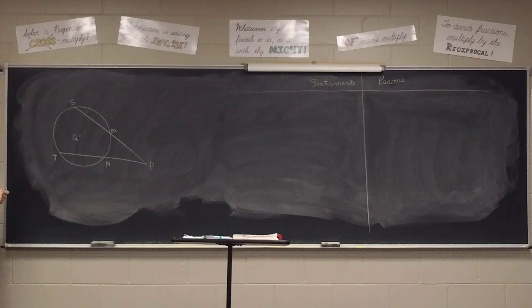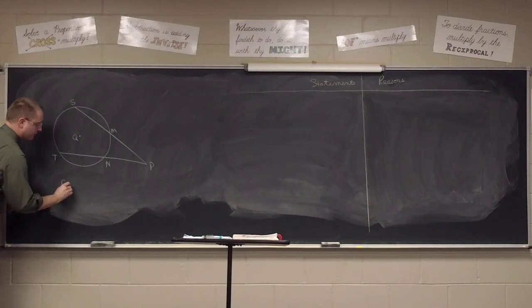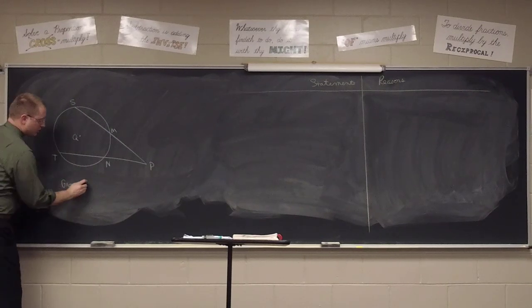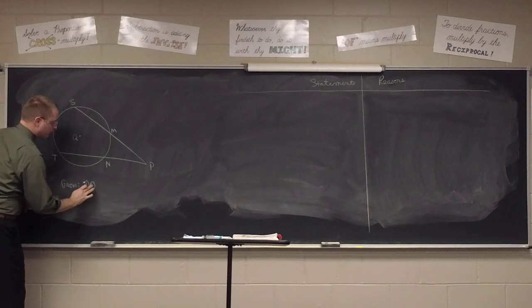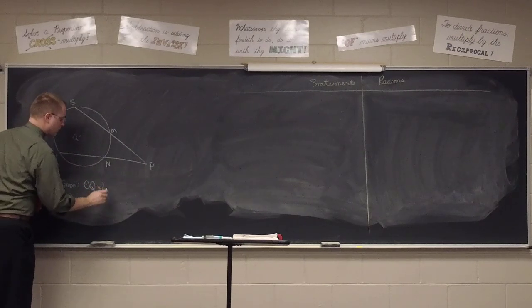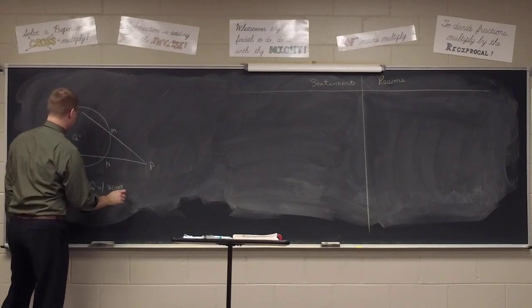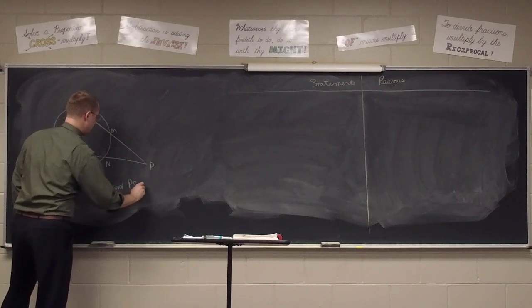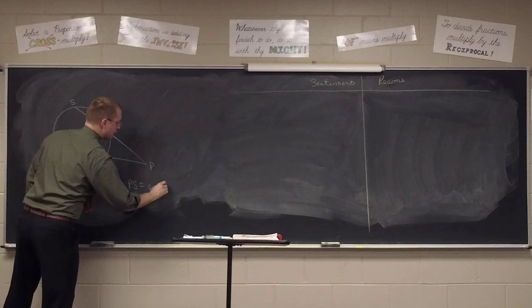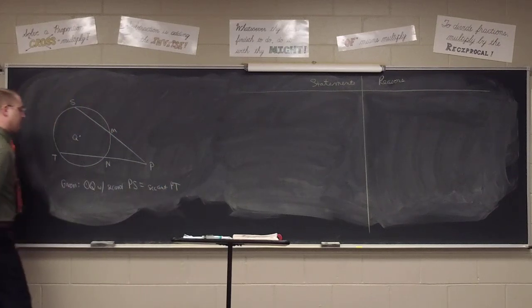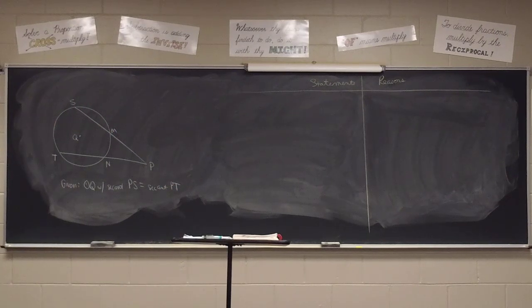Just use some letters we don't use as often. And we are given circle Q with secant PS equal to secant PT. So we have two equal secants from the same point.